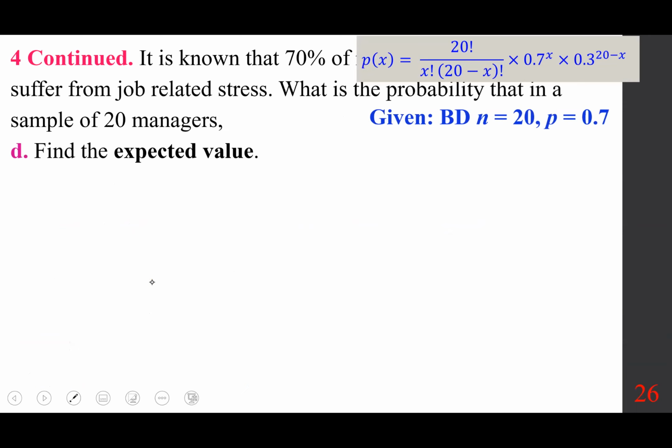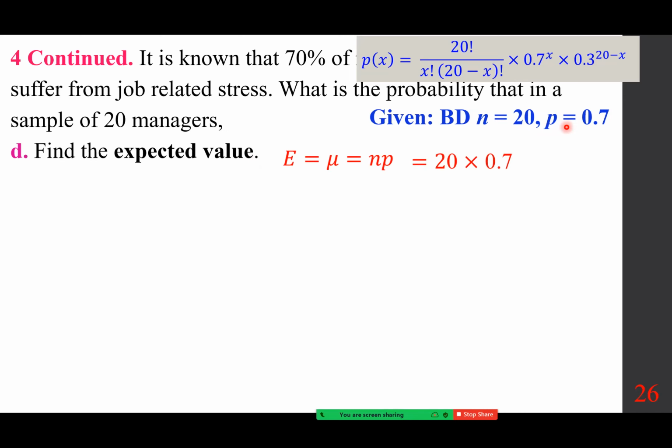We're going to continue with the same question. Find the expected value. E is equal to mu equals NP. That's a formula that was discussed in the beginning. So plug in N, plug in P: 20 times 0.7. The answer is 14.